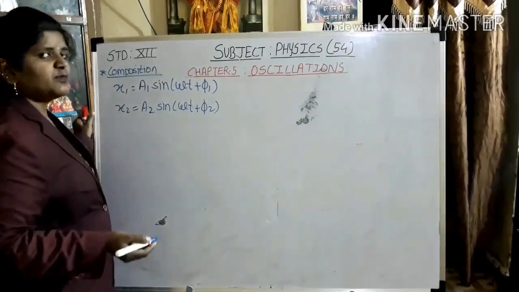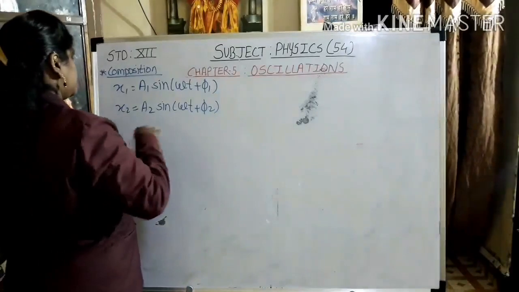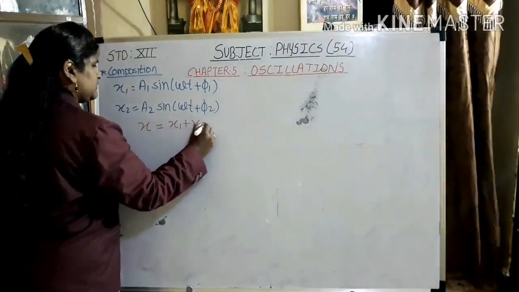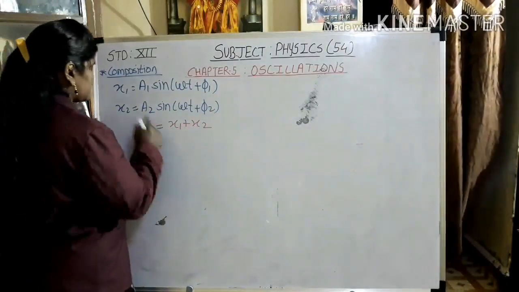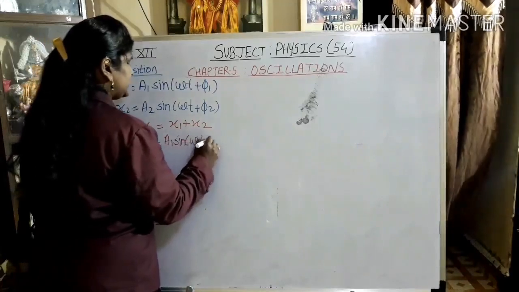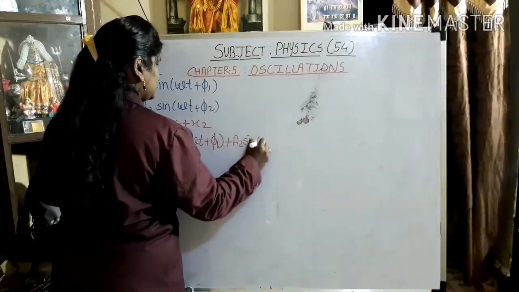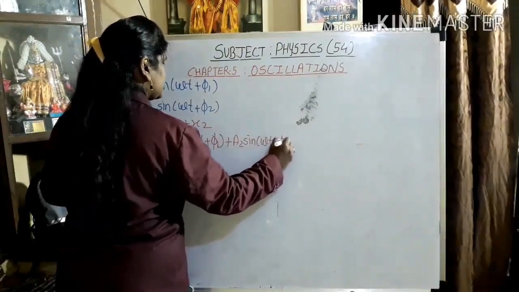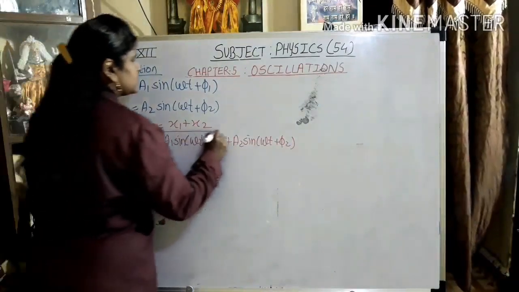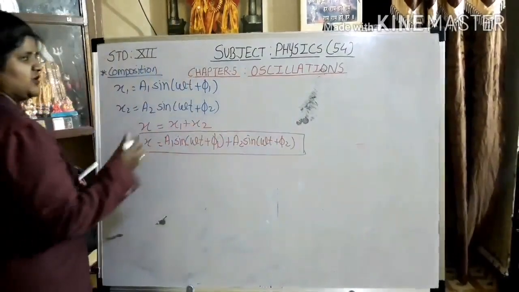So what is the meaning of composition? You have to combine both of them. So the combination becomes x is equal to x1 plus x2. So what is x1? a1 sin(omega t plus phi 1) plus a2 sin(omega t plus phi 2). So this is the composition, and now we are going to find out the final value for it.